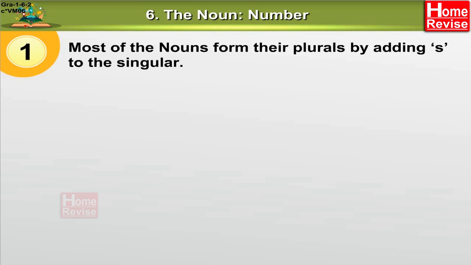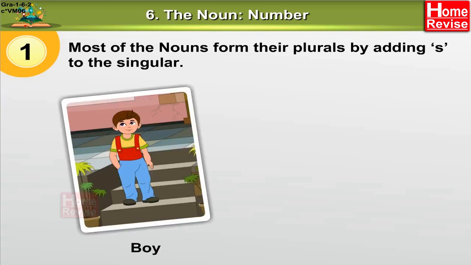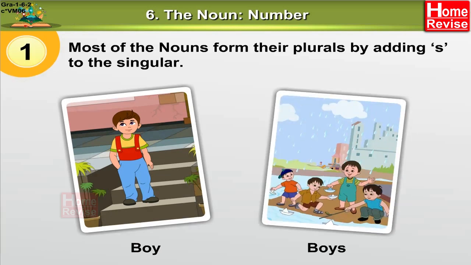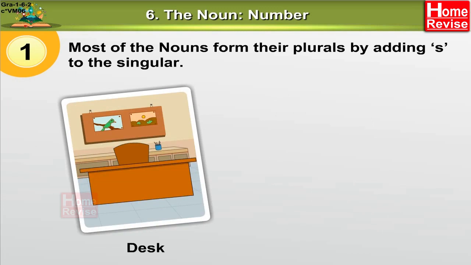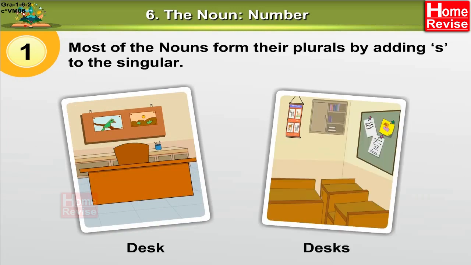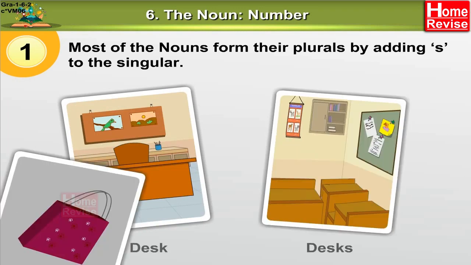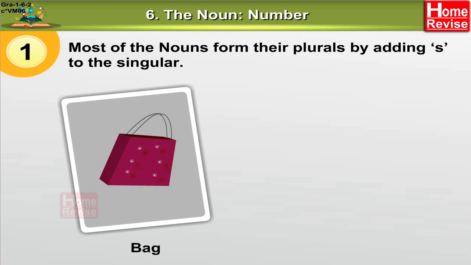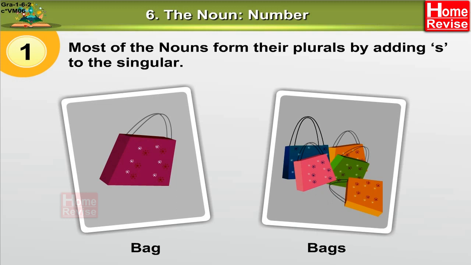First, most of the nouns form their plurals by adding s to the singular. Let me give you an example. Boy, you add an s, becomes boys. Desk becomes desks. Bag, add an s, becomes its plural form, bags.